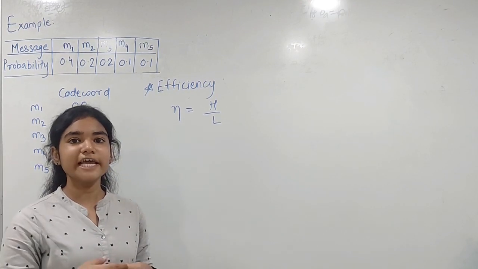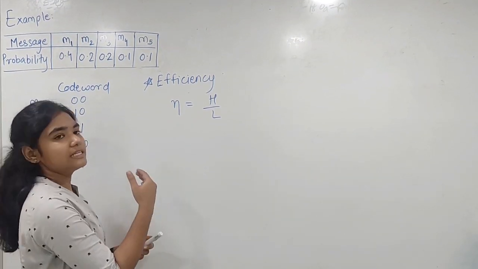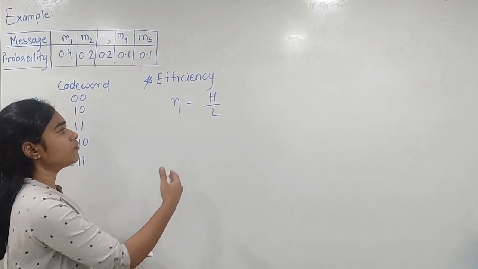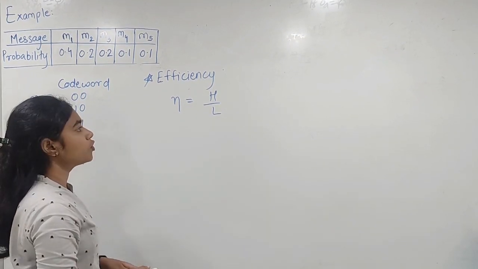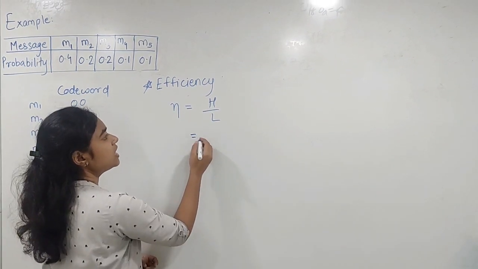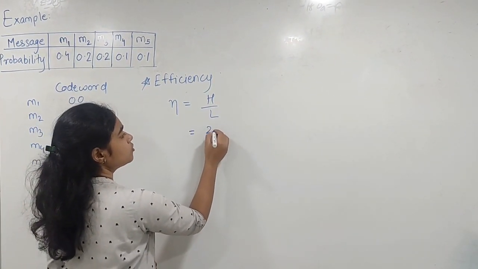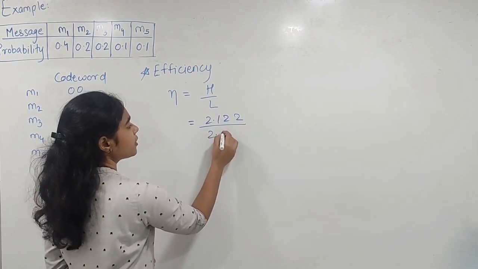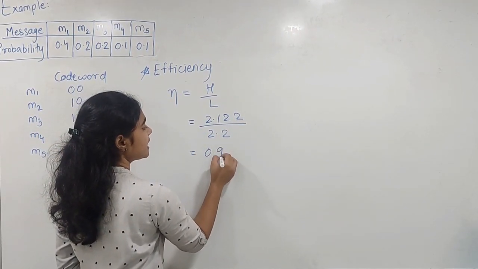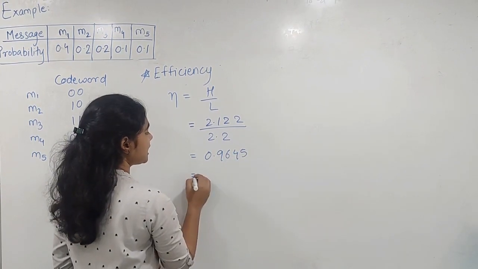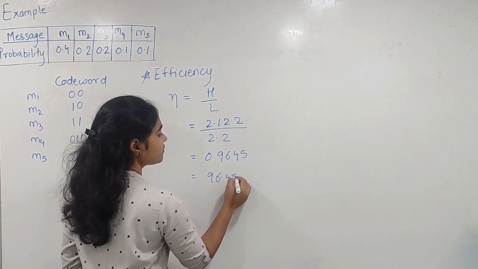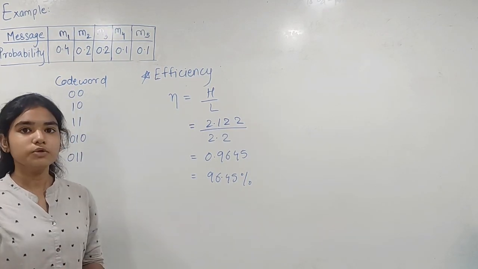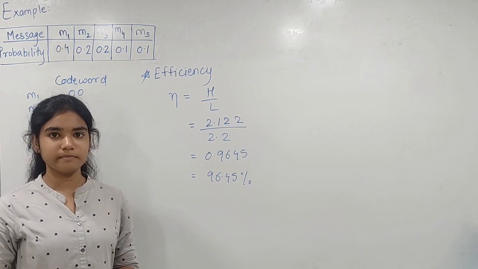Now finally, for finding efficiency, we require this entropy and the average code word length. So efficiency is the ratio of entropy and the average code word length. So as we solved earlier, we got entropy as 2.122 and the average code word length was 2.2, which comes to 0.9645. That is 96.45%. So this is the efficiency of the code words using minimum variance Huffman coding.